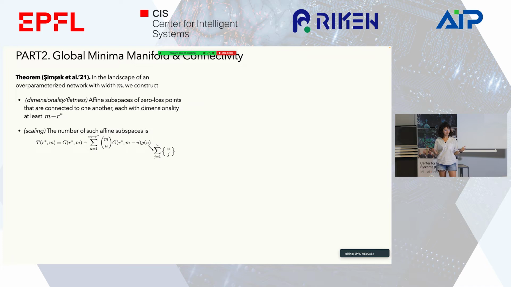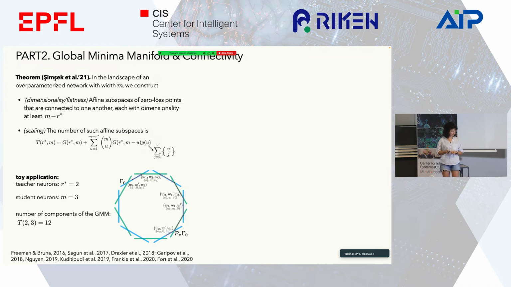So we have a similar theorem. Sorry, now we just have an R star, and it's not on my slide. We assume that there's a teacher network at this point that has a width R star. This network achieves zero loss, and all the networks wider than this are going to be called overparameterized. So now we consider an overparameterized network with width M that is larger than R star.